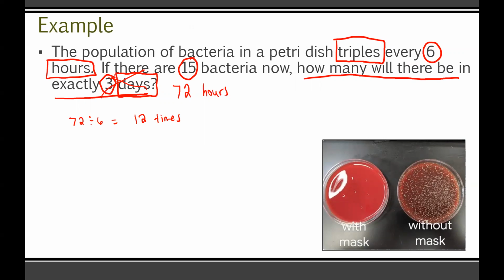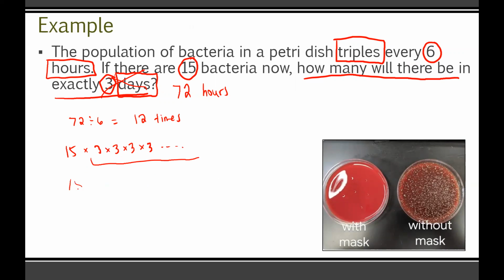I guess the next thing is, since it's tripling 12 times, you could go 15, the amount of bacteria you have, tripling, so times by 3, 12 times. Was there a nicer way to write this? 3 times itself 12 times?